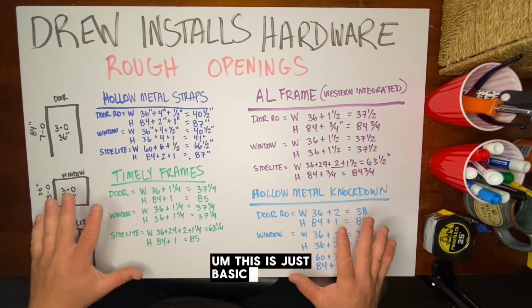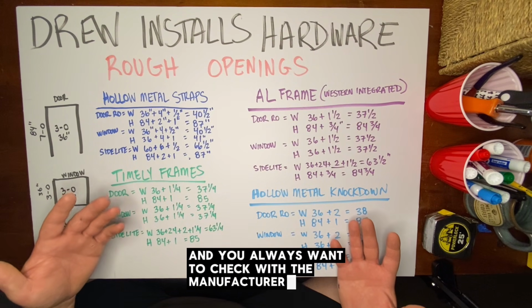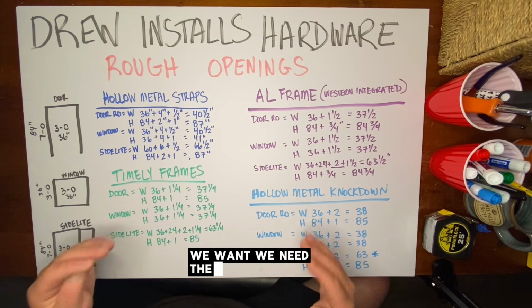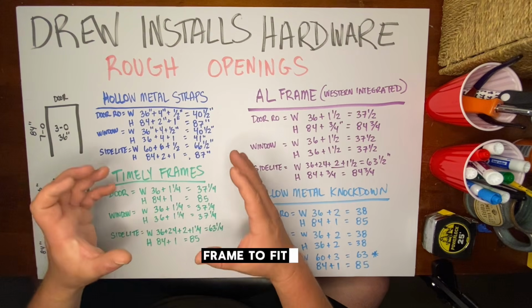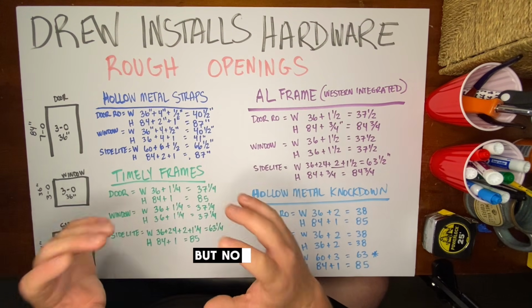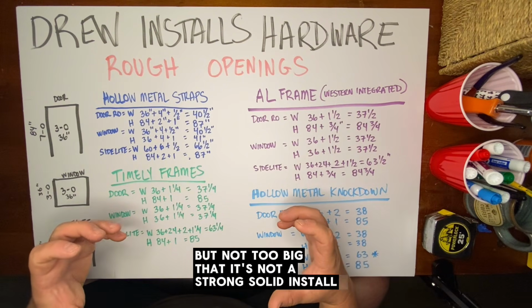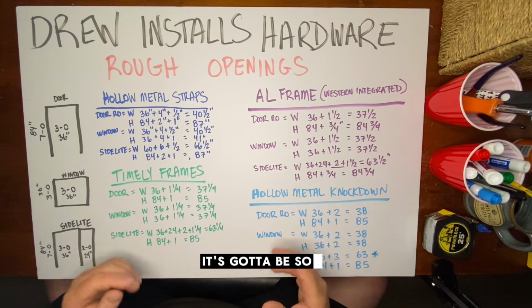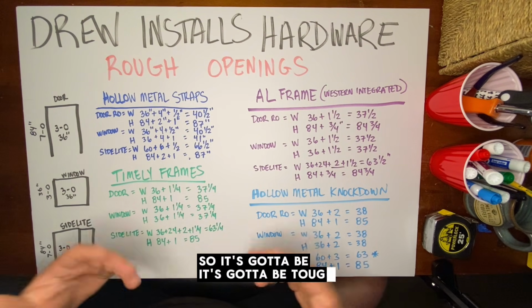This is just basic guidelines, and you always want to check with the manufacturer. But remember the principle. We need the rough opening big enough for the frame to fit in and for us to plumb and level it, but not too big that it's not a strong, solid install. It's got to be strong, it's got to be solid, and a lot of it's for security, so it's got to be tough.